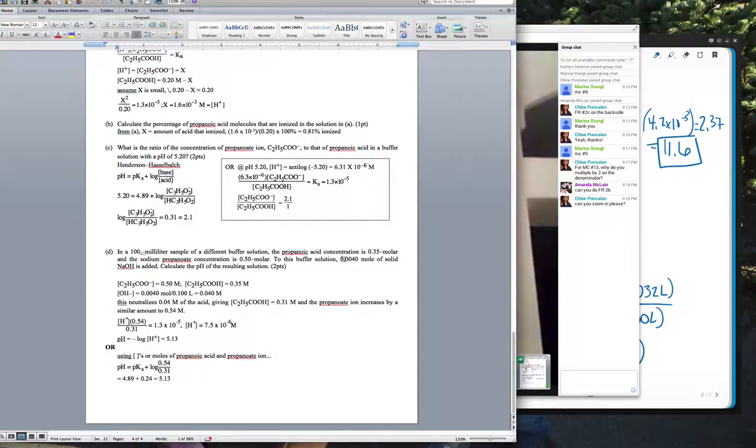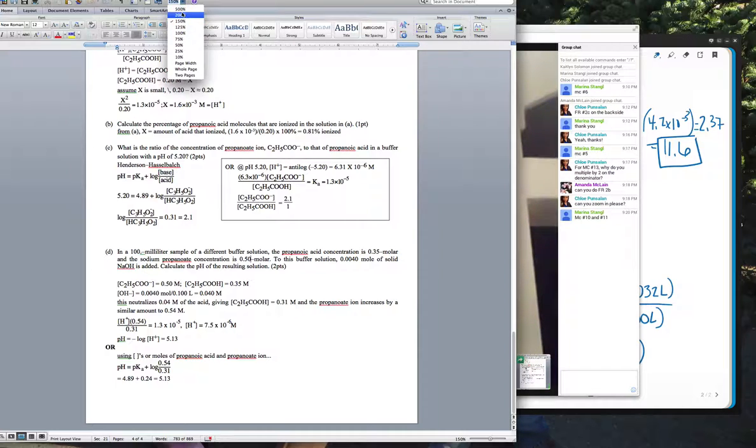Okay, now here's where it gets a little tricky, because now you do have to divide it by the volume because they gave you the number of moles of this. So 0.004 divided by 0.1 is 0.04. So now that they've added 0.04 base, it goes from 0.5 molar to 0.54 molar. And the acid goes from being 0.35 to 0.31, because 0.04 of the acid has been basically converted to base. So the acid lost it, the base gained it, and so now you can plug it in here. You have the same pKa, which you calculated from, I think, section C. And so pH is equal to 4.89 plus log of 0.54 over 0.31, and that'll give you the new pH.